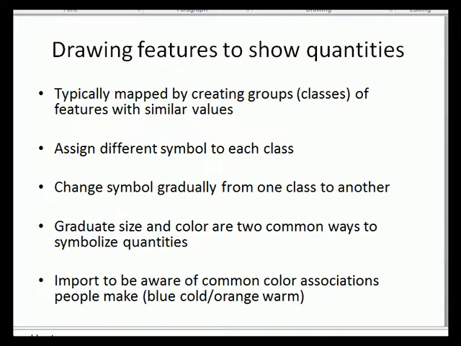When we draw features to show quantities, they're typically mapped by creating groups or classes of features with similar values. We assign a different symbol to each class, and we change the symbol gradually from one class to another. Graduated size and color are two common ways to symbolize quantities, and it's important to be aware of common color associations that people make. Things like blue is cold and orange is warm.